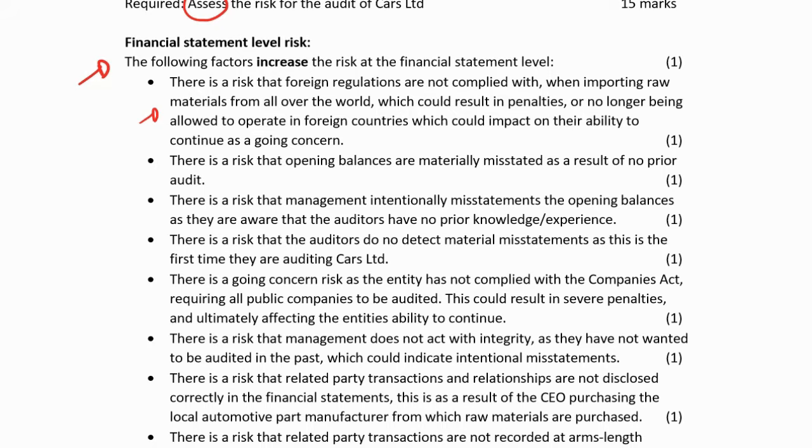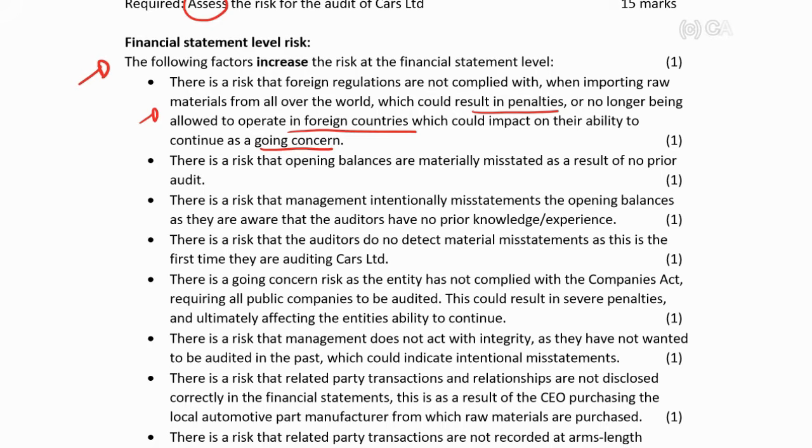First of all, if the foreign regulation impacts the financials, then there will be a misstatement if they don't comply. But there's another one: if they don't comply and they get penalties, or they're no longer able to operate in the foreign country, it could impact their ability to continue as a going concern. That impacts the financials because if they're not a going concern and they prepare their financials on a going concern basis, the entire set of financials is wrong.